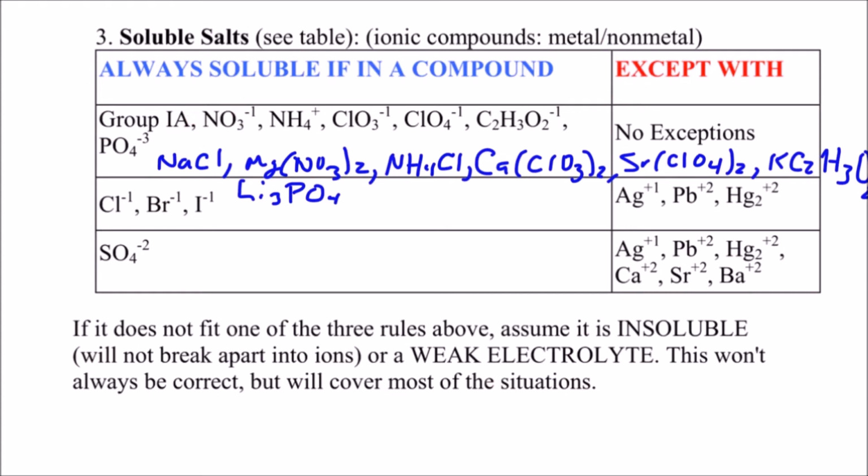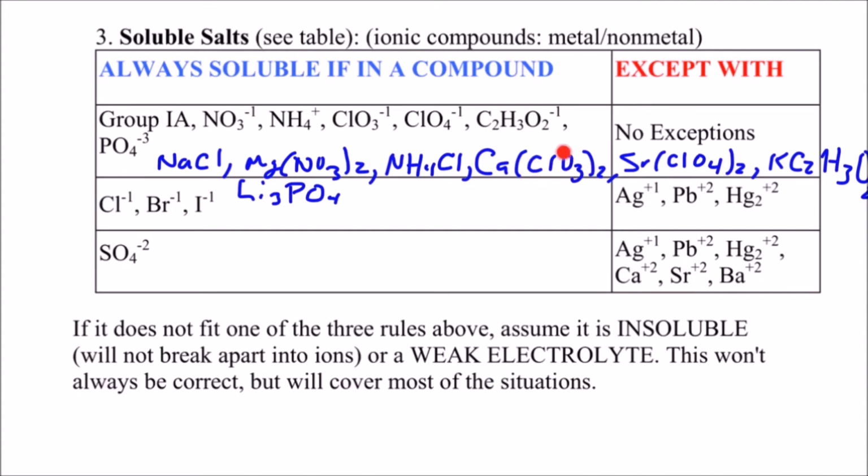Here's the nitrate ion. That means that this salt must be soluble. So you get the magnesium +2 ions and the nitrate -1 ions. This has ammonium in it, so it would separate and give us the ammonium +1 and the chlorine -1 ions.